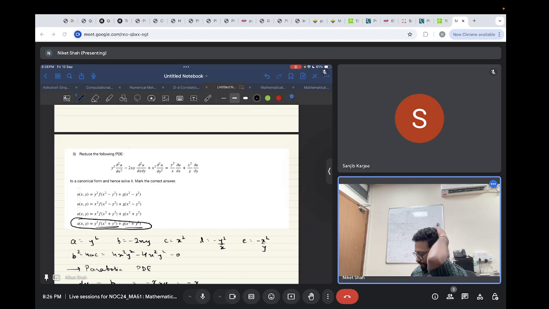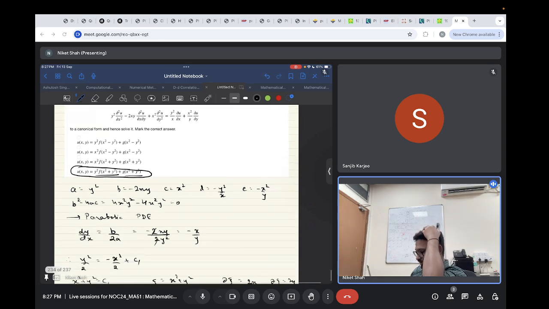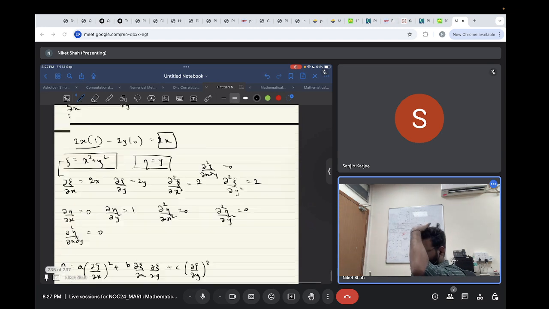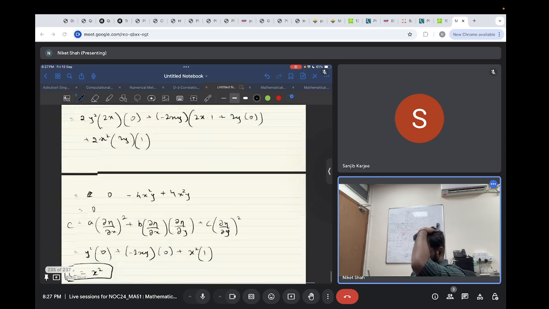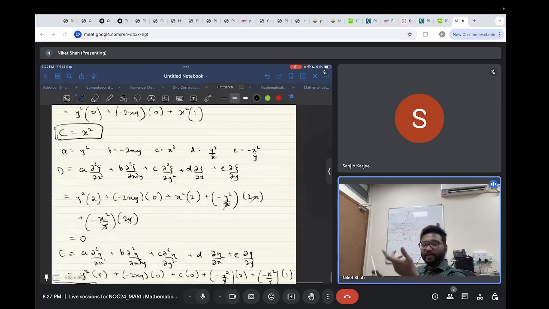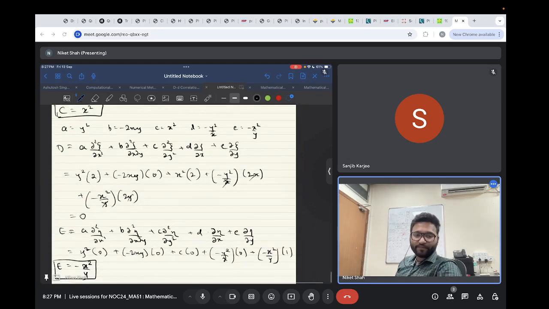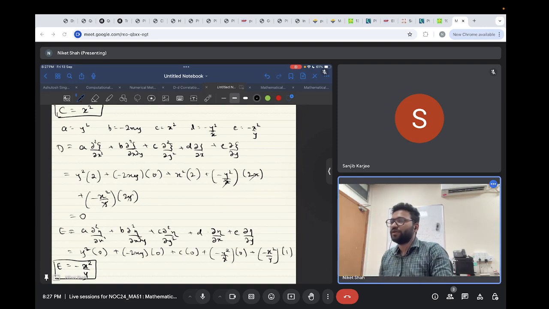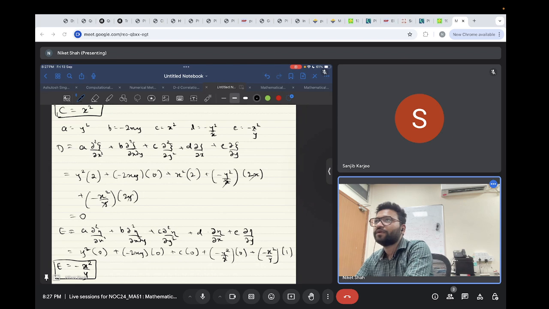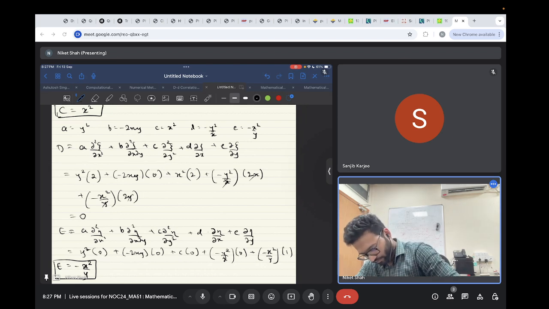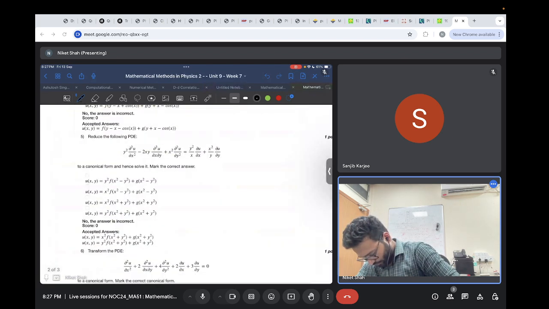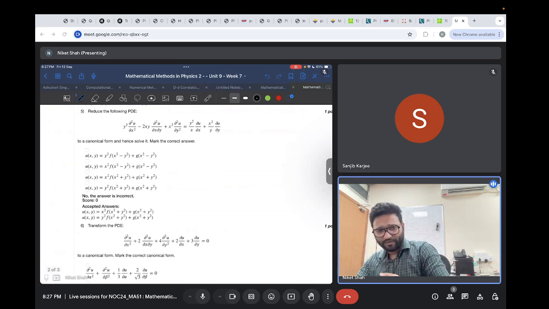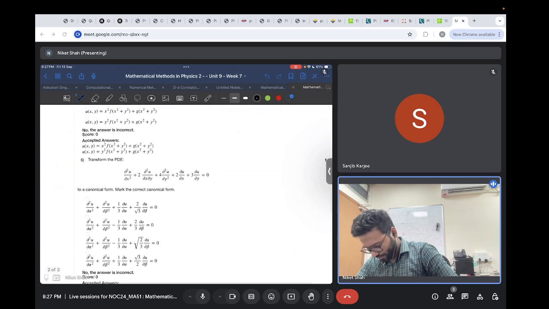So maybe you can check with some other form. Maybe take eta. We've taken eta as y. Maybe you can take eta as x or something else, and maybe check whether that also gives you something. Yeah, and that would give you another option.